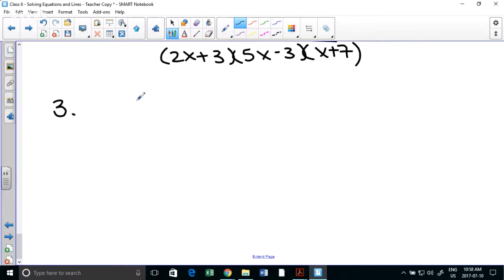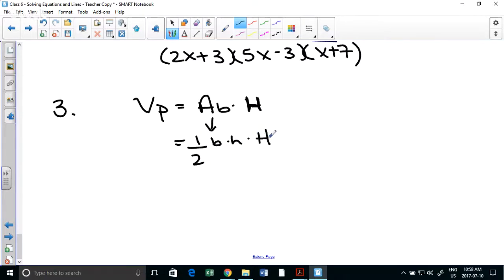Number 3, it says the base of the following prism is a right triangle. What is the expression that represents the volume of the prism? So a volume of a prism is area of the base times height. We'll make it a big H. It's a triangular base prism. So how do you find the area of a triangle? Well, it's 1/2 base times height plus the big height of the prism.